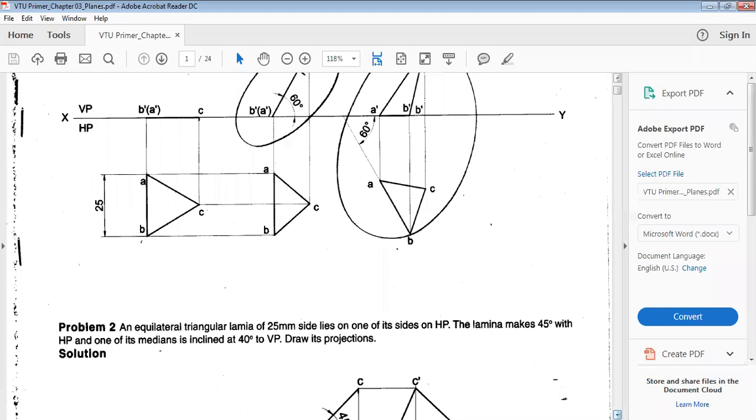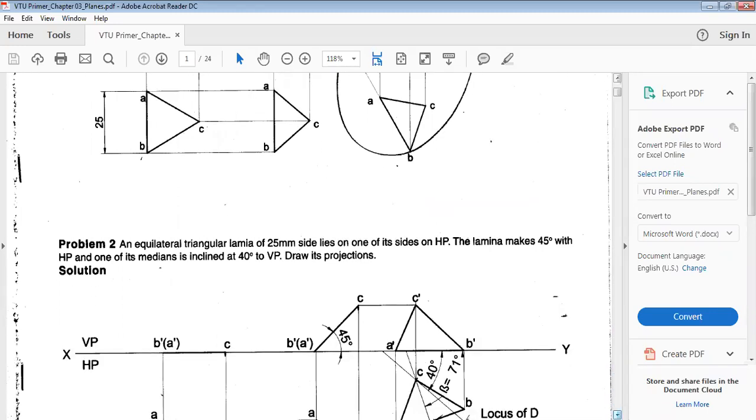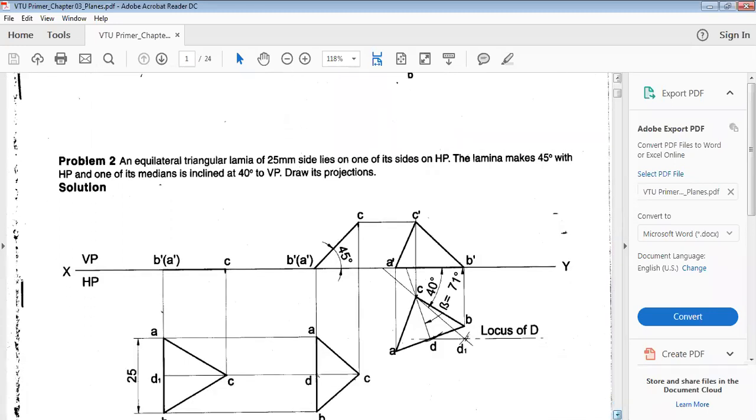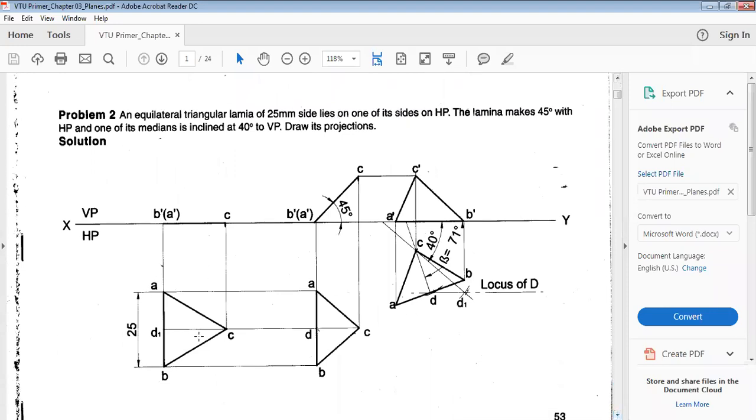But here, in the problem, what they will give, rather than the side, they will say this is the diagonal. For example, this CD, this C, I have named it as D1. So this CD1 will be making an inclination. In that case, it is going to fall either under alpha or under beta, based on the lamina which is resting. Since this lamina is resting on HP, this problem comes under beta problem.